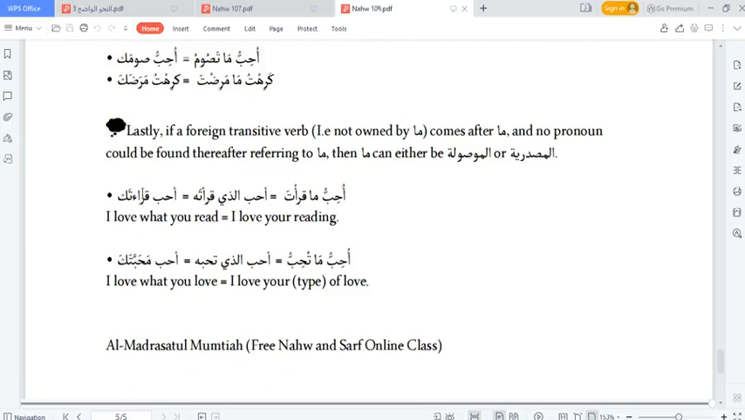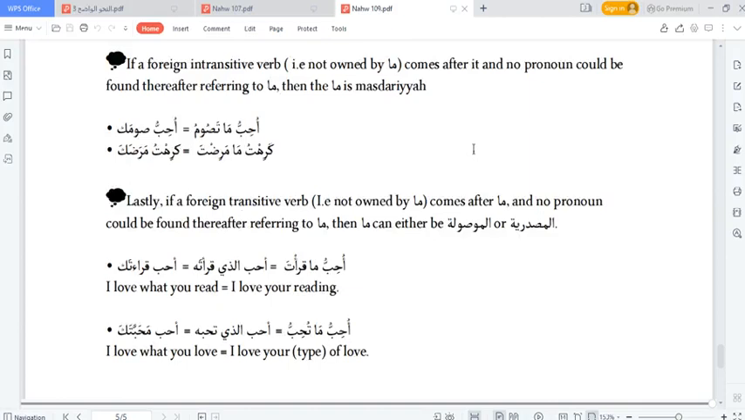Then lastly, if a foreign transitive verb, meaning a verb not owned by ma, we can see a pronoun. It comes after the ma, and no pronoun can be found thereafter referring to the ma, then the ma can either be ma mausula or ma masdariya. So please let me go up here.